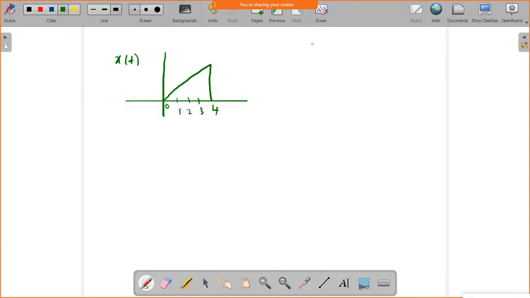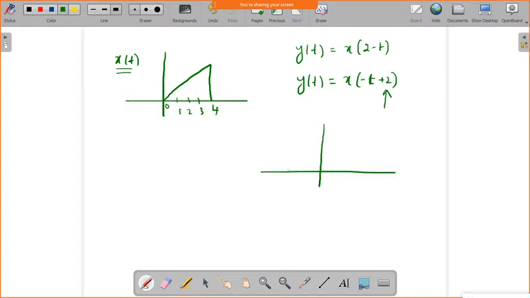So now y of t equals x of 2 minus t, or we can write this as y of t equals x of minus t plus 2. First we need to shift x of t by 2 in its left side. If you do that, you will get it like this, from 2 and 1, 0, 1 and 2.